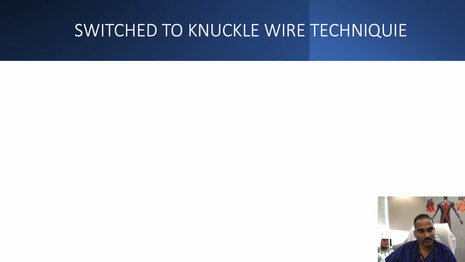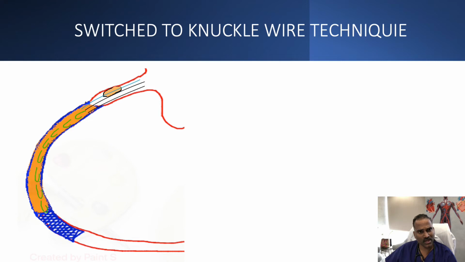So we switched to the knuckle wire technique. How the knuckle wire technique helps here is, when you are doing a knuckle wire, in fact you are going to break the tissue across, and you are going to create a space so that your next devices will easily track over the wire.